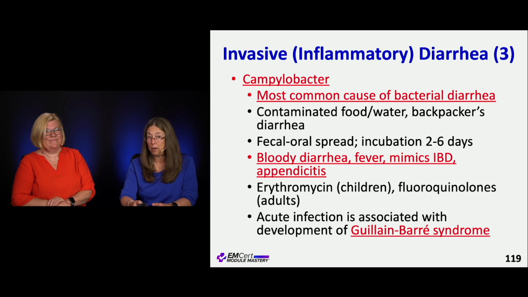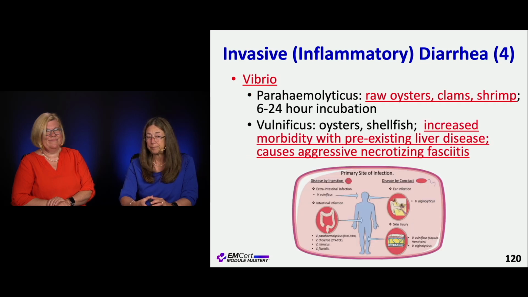Now, the Vibrios are a little bit different. So Vibrio parahaemolyticus, this is raw oysters, clams, and shrimp. It's a relatively short incubation syndrome, but it's not the one that I worry the most about. The one that I worry most about is vulnificans. Yeah, for sure.